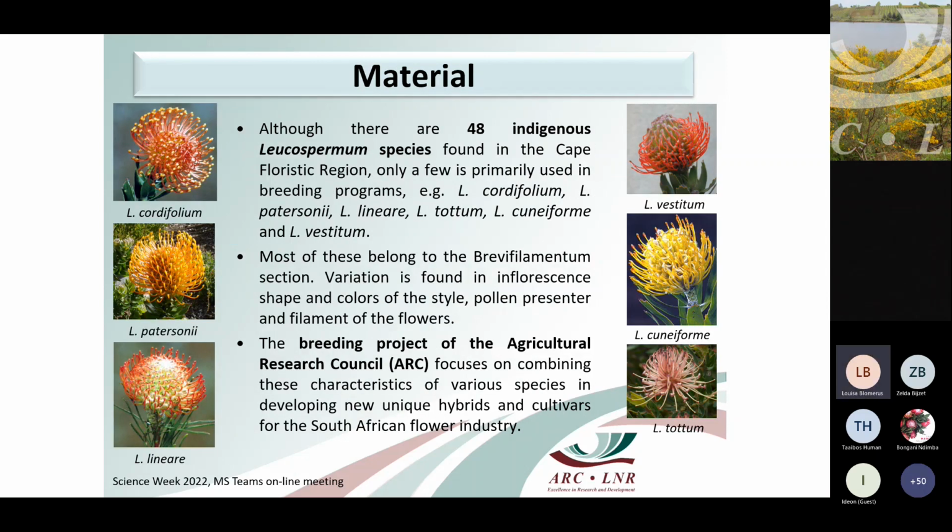So if you want to breed, we need to know what variety. Tybos also talked about variety. What material do we have? Here you will see Leucospermum cordifolium is one of the popular parents. Leucospermum pattersoni, linear, vestitum, conniforme, and tottum are the most popular to use in hybridization because they have the characteristics the client is looking for.